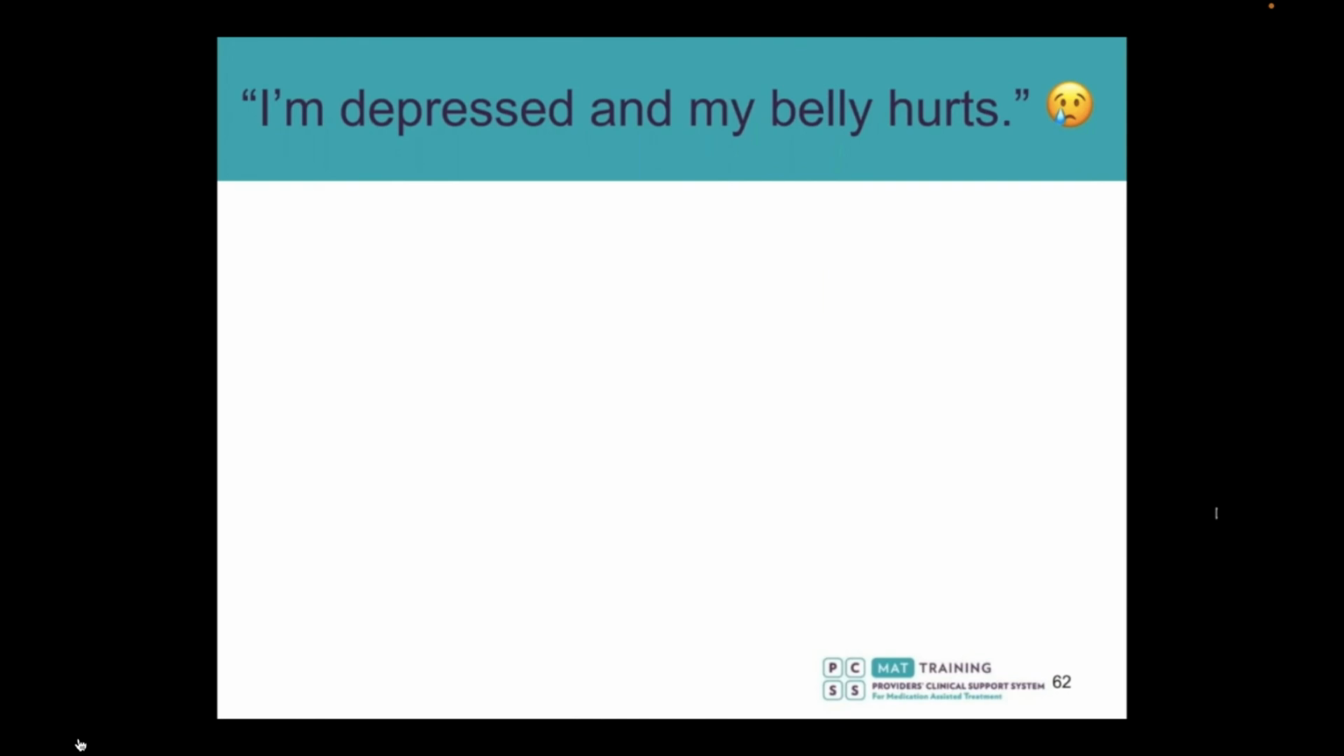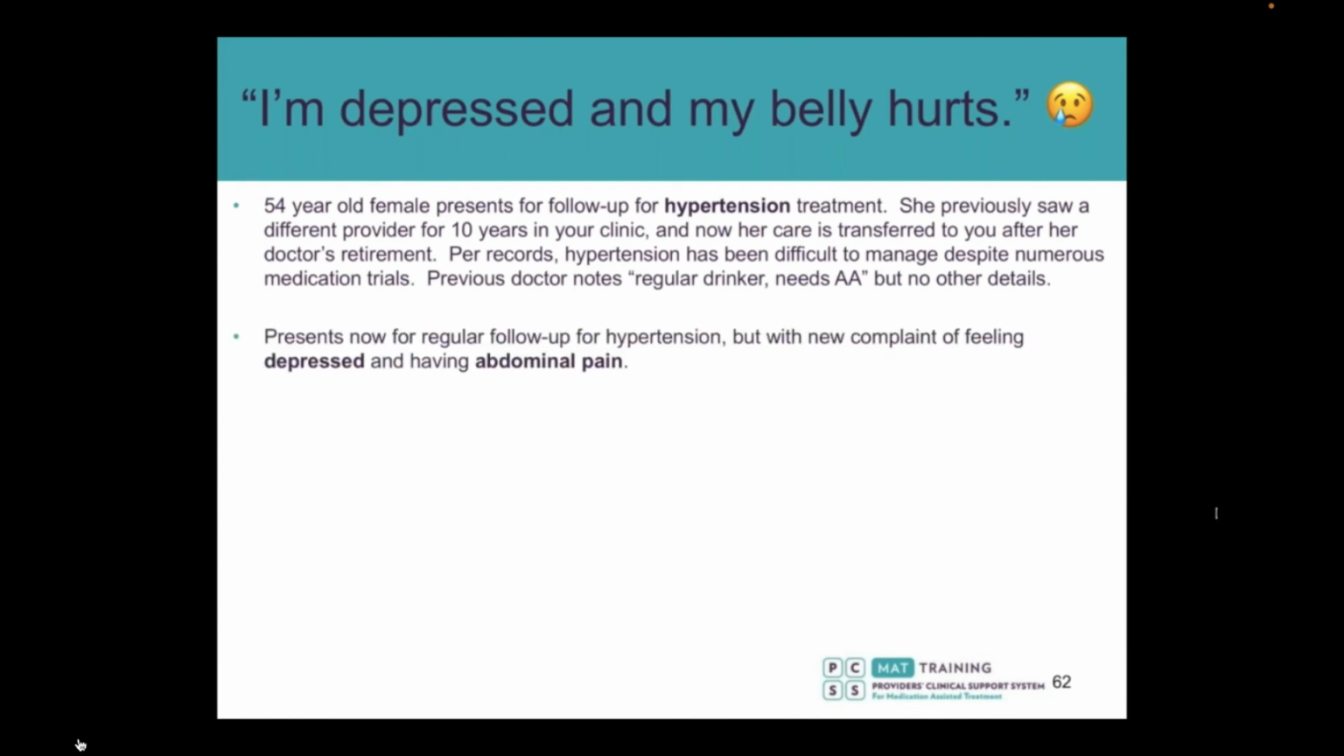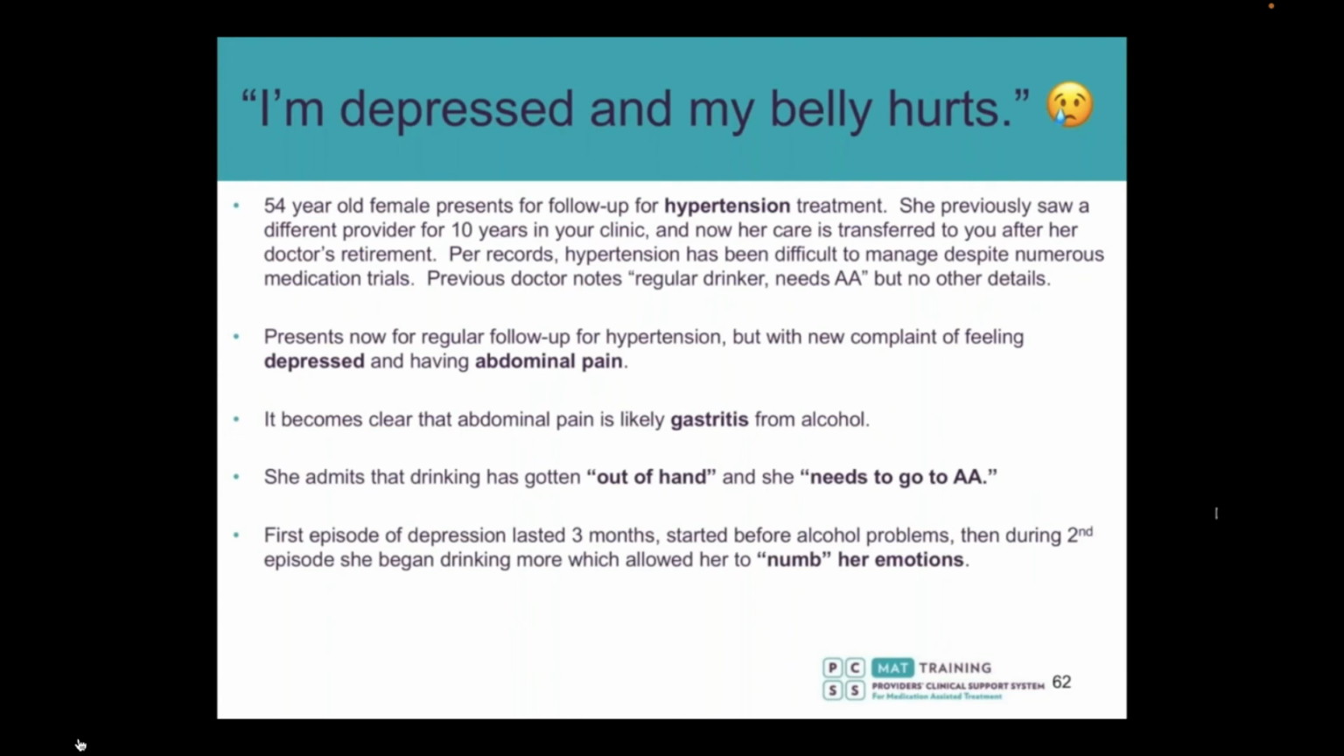Okay, now thinking about that second patient that came to your clinic. Just as a reminder, the 54-year-old female who came for hypertension follow-up. A previous note had mentioned that she was a drinker and needed to go to AA. She's also depressed, having some abdominal pain. You assess that it's likely gastritis from alcohol. Then she admits that her drinking has gotten out of hand and she needs to go to AA. She's continued drinking to numb her emotions. And her spouse is also a moderate drinker and keeps alcohol in the house.